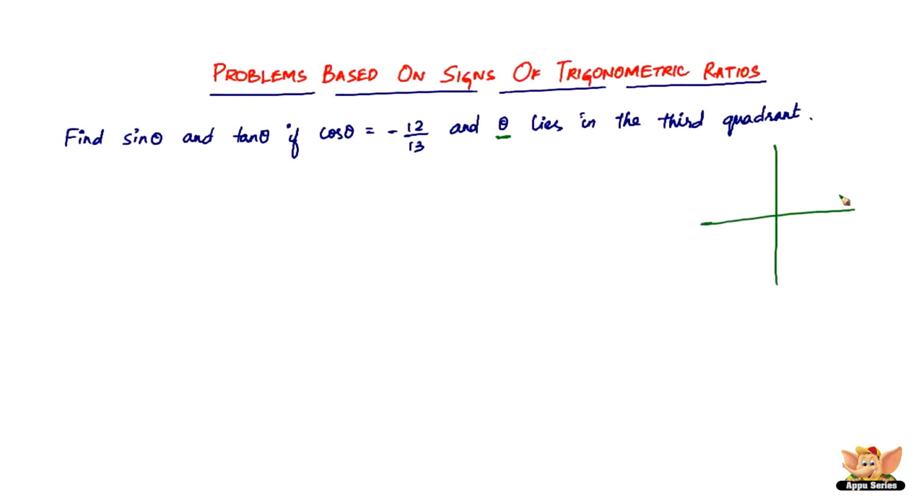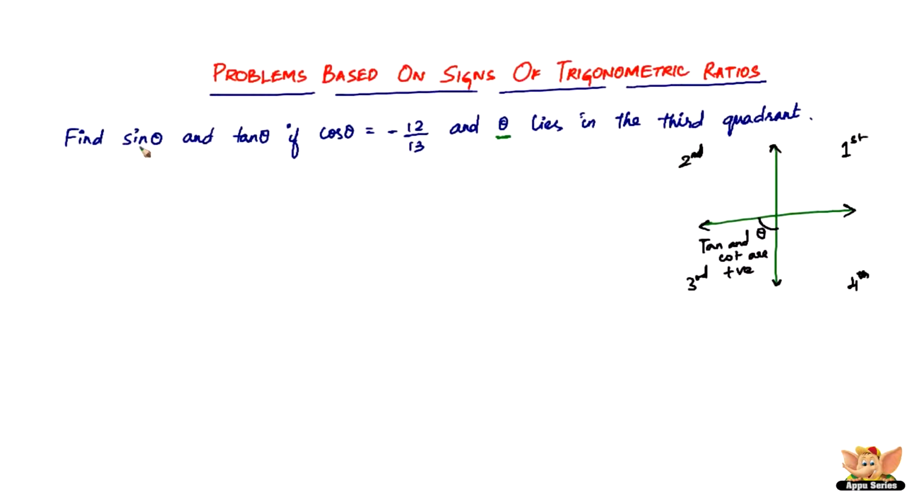A quick recap here. This is the first quadrant, this is the second quadrant, this is the third quadrant, and this is the fourth quadrant. So theta lies in the third quadrant here, right? ASTC, so this is T. So tan and cot are positive here. Nothing else is positive. Everything else is negative here. So that's one thing that you have to remember before you solve this problem.